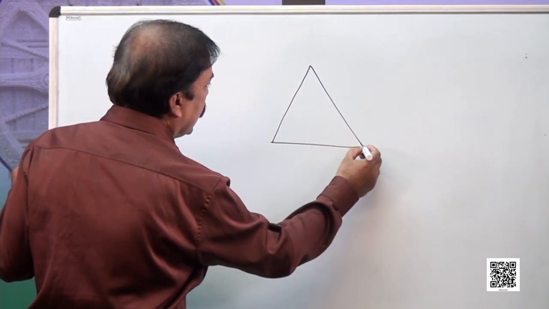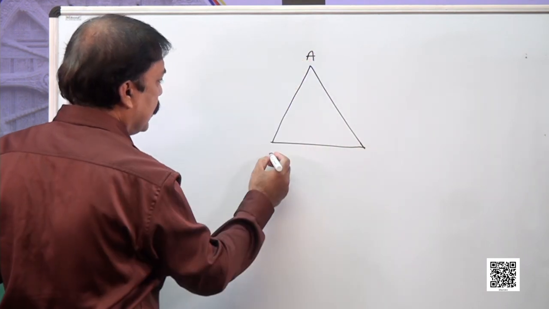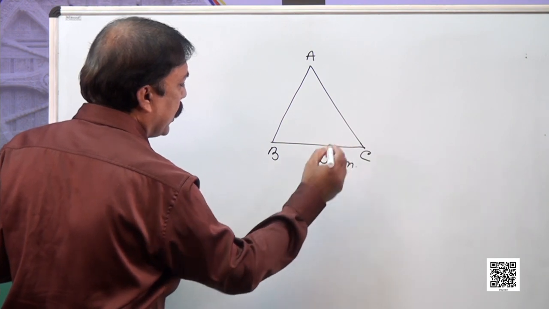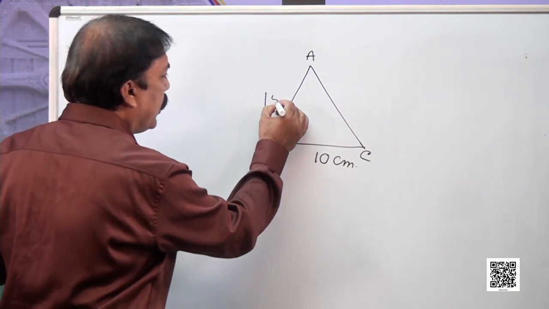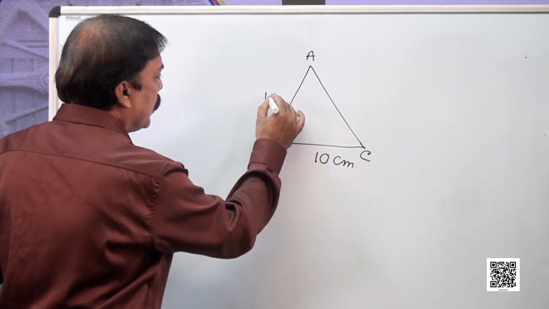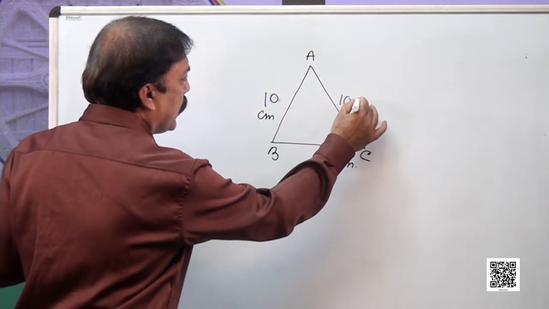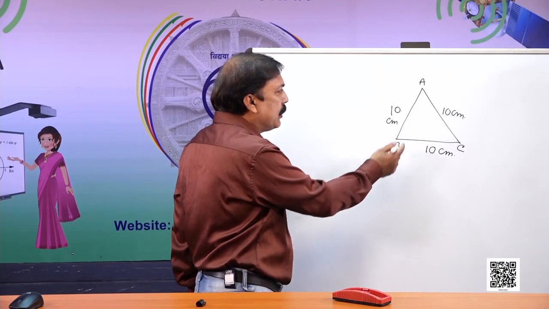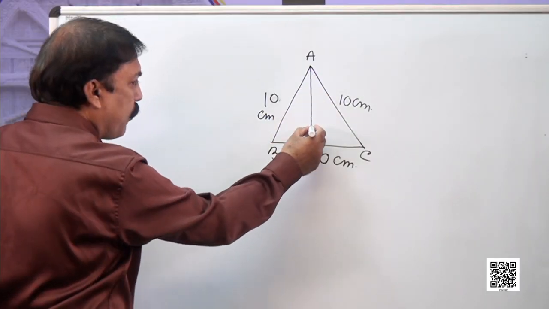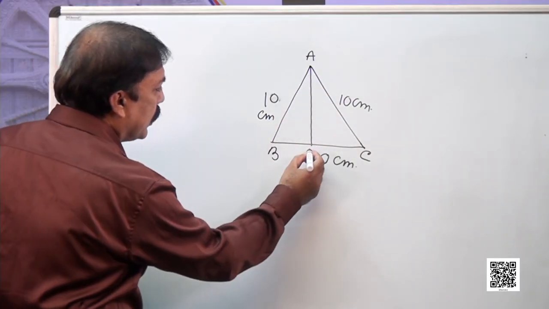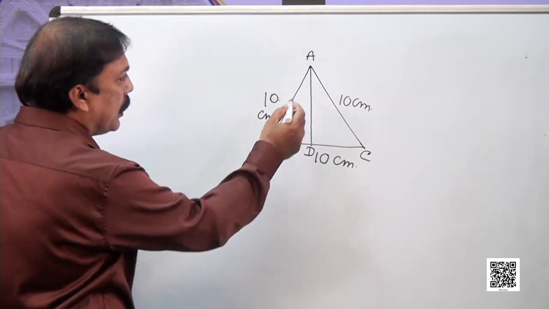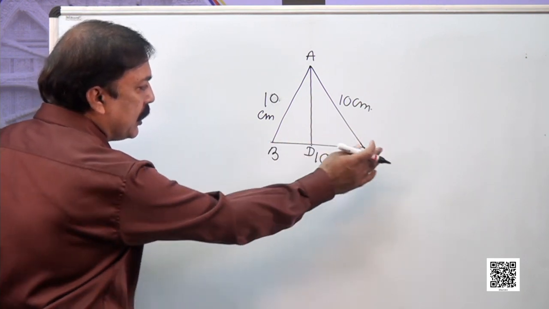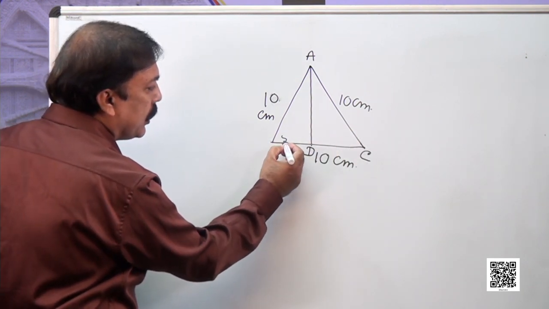This is an equilateral triangle ABC, each side say 10 centimeter. Then what will be its area? As we know, to get the area, we need the height. If we draw the height or perpendicular from A to BC, say AD, then AD bisects BC. As AD bisects BC, BD is 5 centimeter.